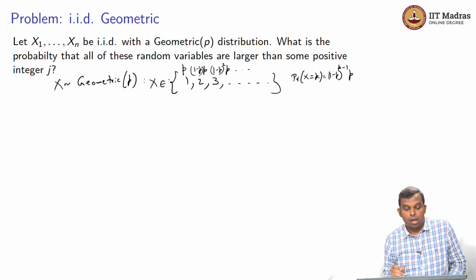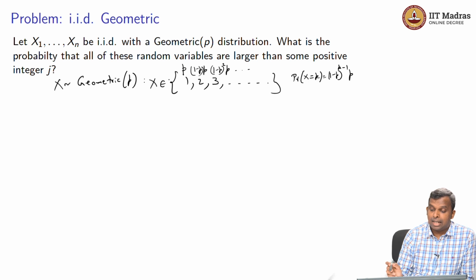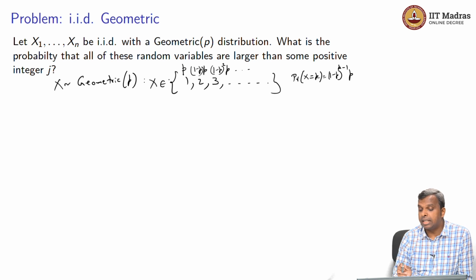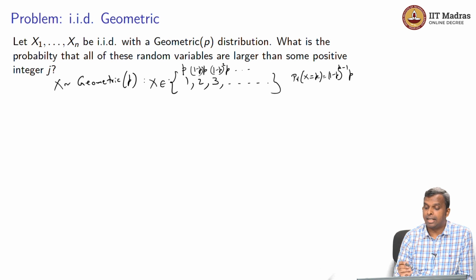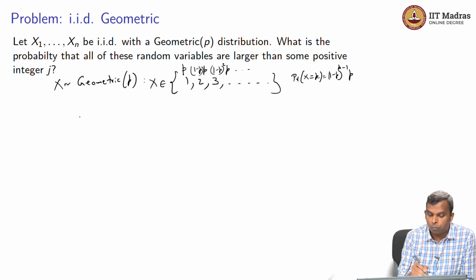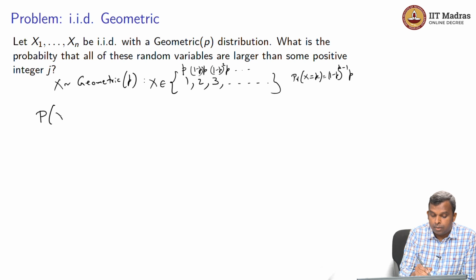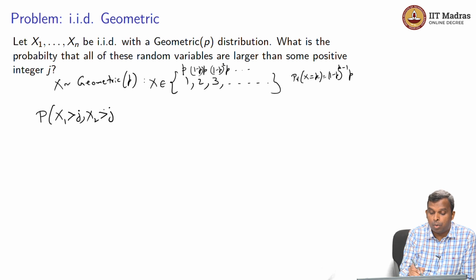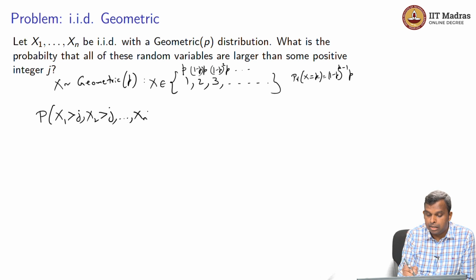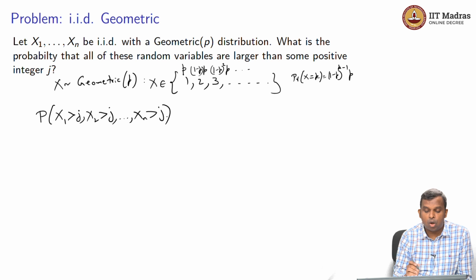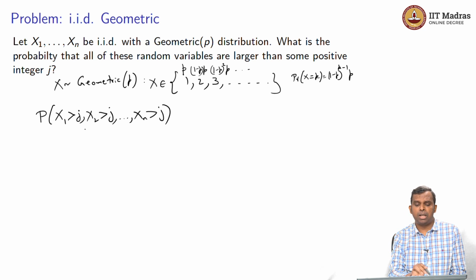All right. The question that is asked is, what is the probability that all of these random variables are larger than some positive integer j? So what's the probability that X1 is greater than j, comma, X2 is greater than j? Remember, comma in this case is 'and'. All the way till Xn greater than j. Normally you might say you'll have to look at the joint PMF and look at all the favorable cases and add the probabilities of all of them.